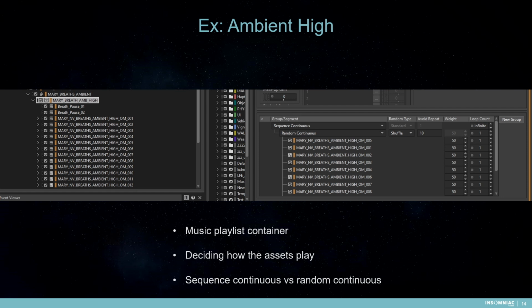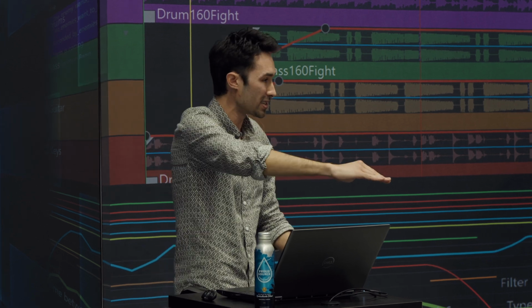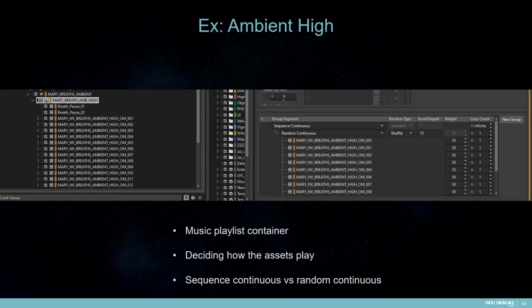So basically, each breath asset had both an out breath and an in breath in it. And that would be this part, the random continuous. And then after the random continuous breath would play, we would have a pause. If we had a longer pause, it would be pause, pause. Obviously, that's not natural, but we can adjust how long we want the pause to be.